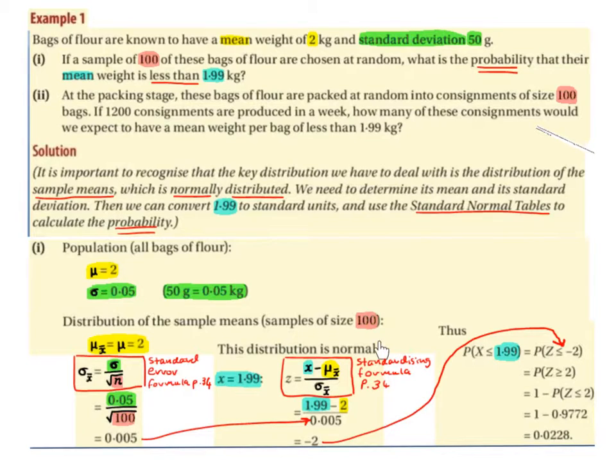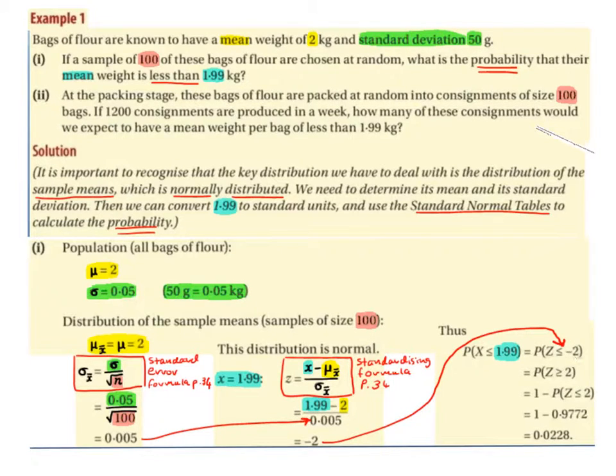So this distribution is normal because the sample size is 100, which is greater than 30. So we're going to use an x value of 1.99. We're going to use our standardizing formula from page 34, which is x minus the mean divided by the standard error, and x is 1.99, so 1.99 minus 2, which is the mean, divided by 0.005, which we worked out over here. And that gives us minus 2. Thus, the probability that x is less than or equal to 1.99 is the same thing as the probability that z is less than or equal to minus 2.